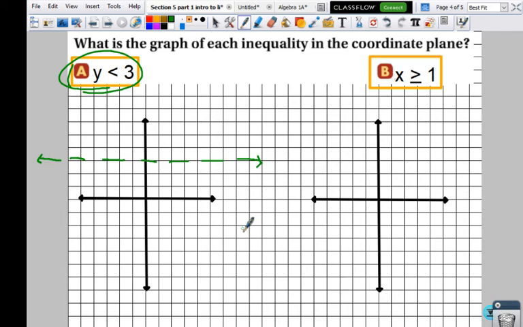So Keith, which side has numbers? This is less than 3, right? Which side has numbers less than 3? Up here or the bottom? Bottom one. So we're just going to go like this, shade it in, and we're going to say good enough.